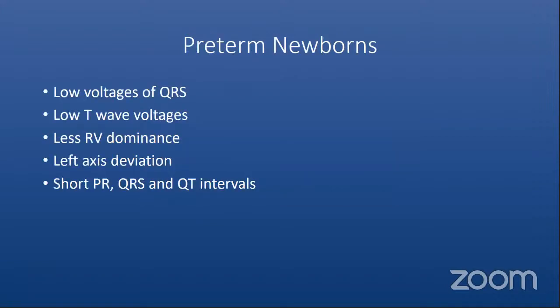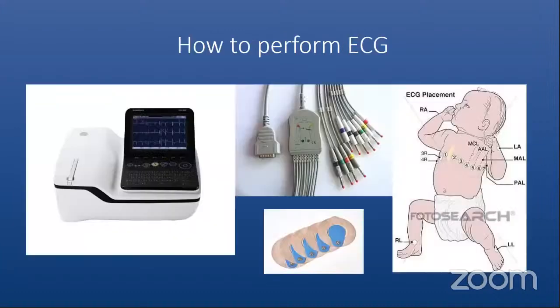So what are the differences in preterm newborns? Basically, preterm newborns have low voltages of QRS complexes, low T wave voltages, and less RV dominance as compared to the full term. And there's a little bit of a left axis deviation in the preterms, and because the heart rate is also very fast, there will be a short PR interval, QRS duration will be short, and the QT intervals will also be short. So it will be shown later.